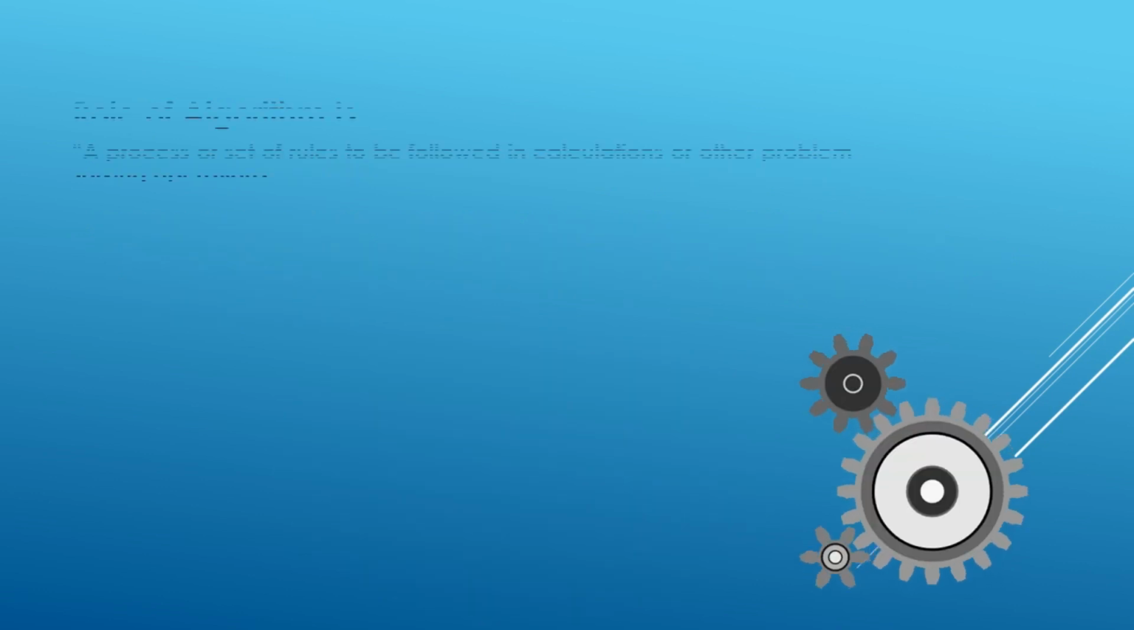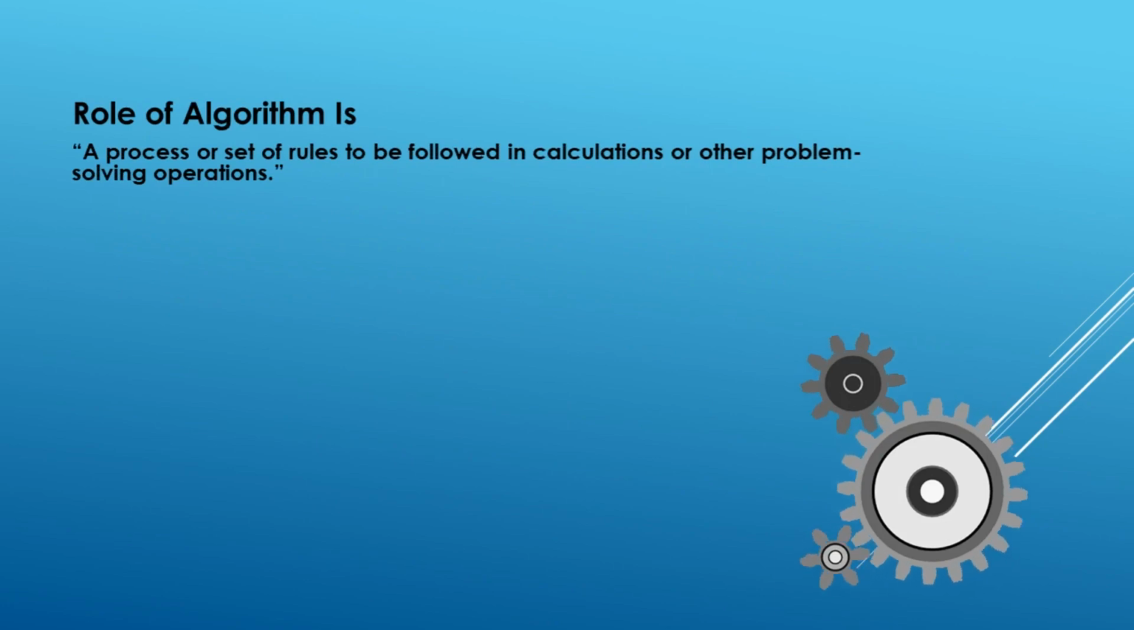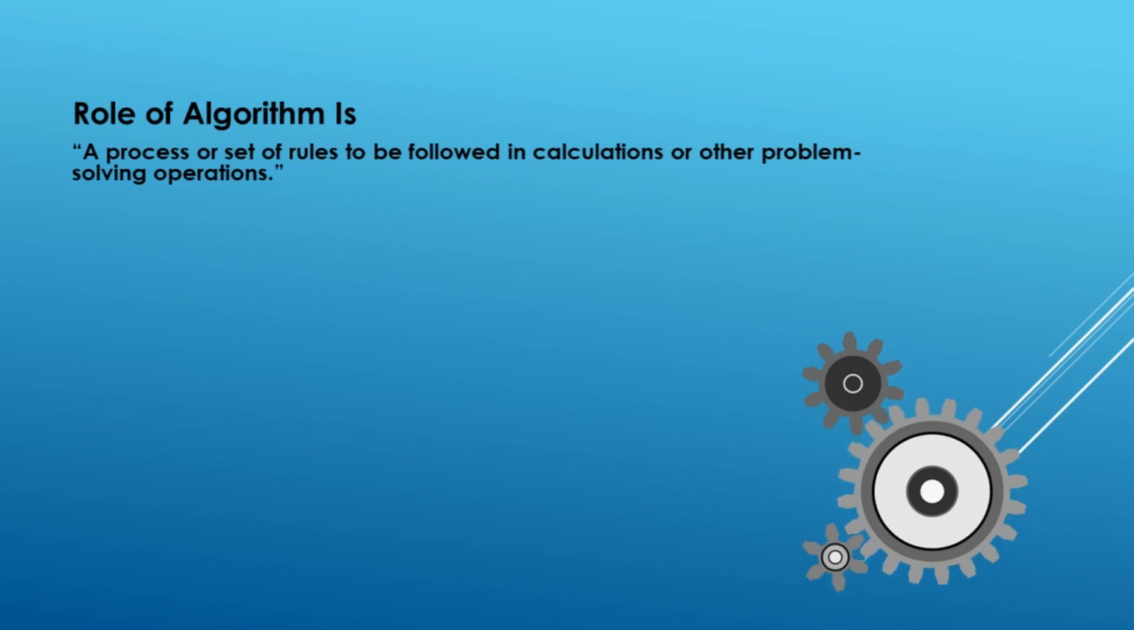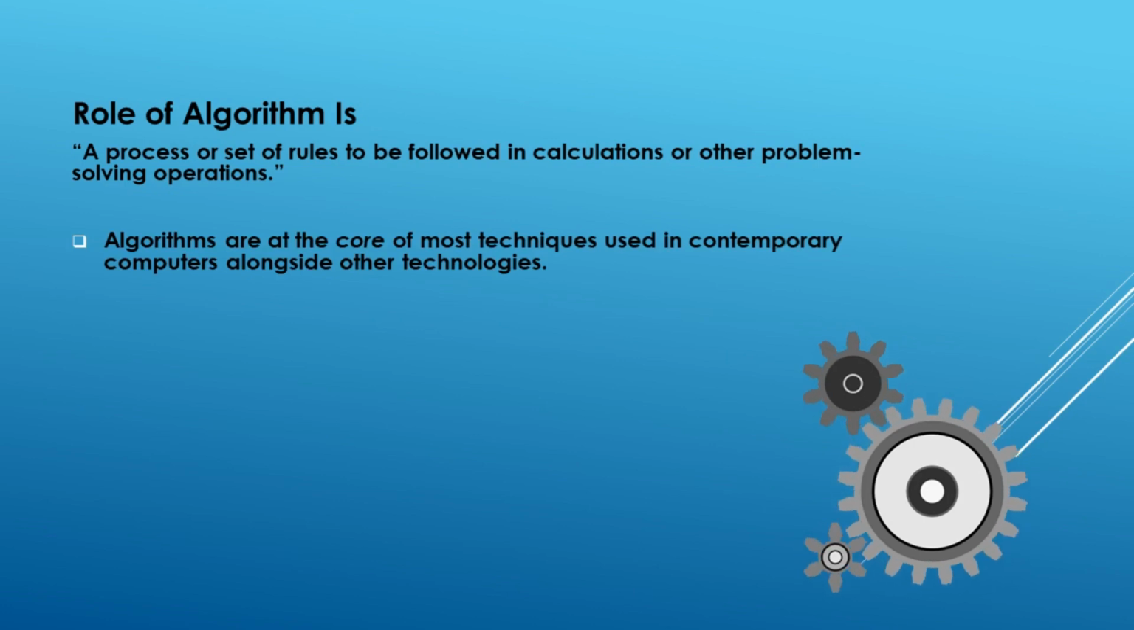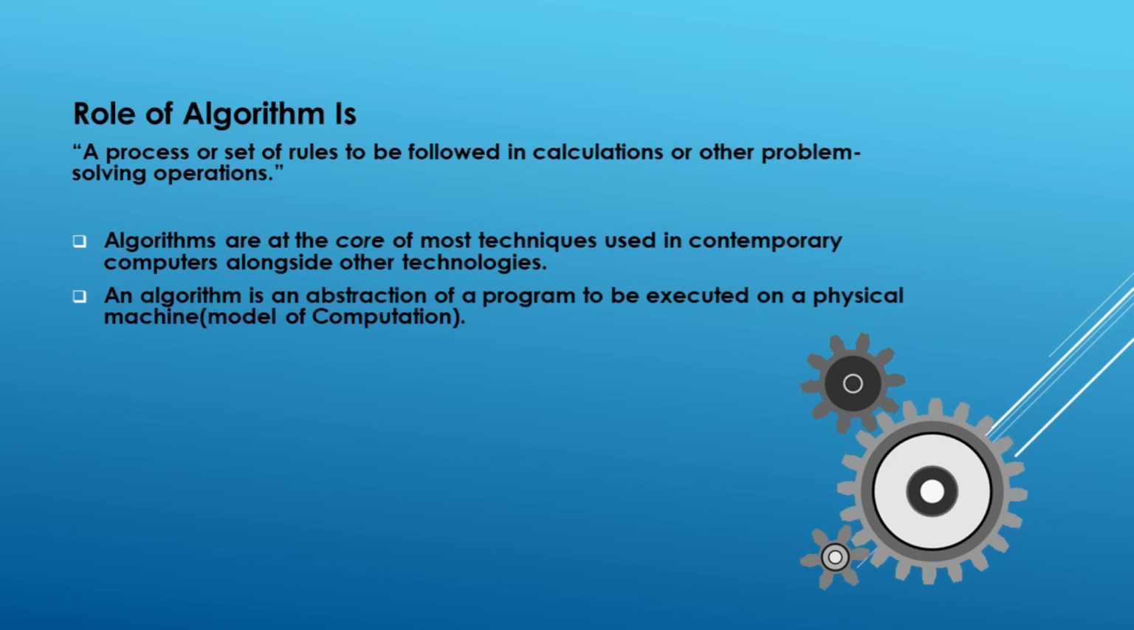Next, we're going to talk about the role of algorithms. The role of an algorithm is a process or set of rules to be followed in calculation or other problem-solving operations. And algorithms are at the core of most techniques used in contemporary computers alongside other technologies, as well as an algorithm being an abstraction of a program to be executed on a physical machine.